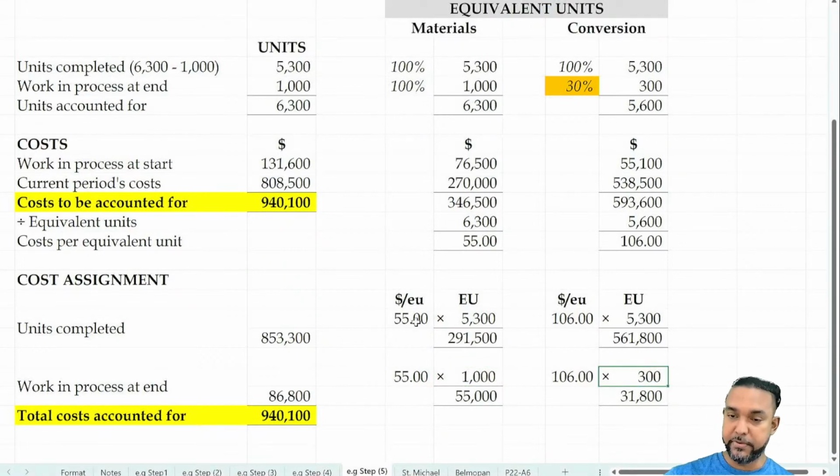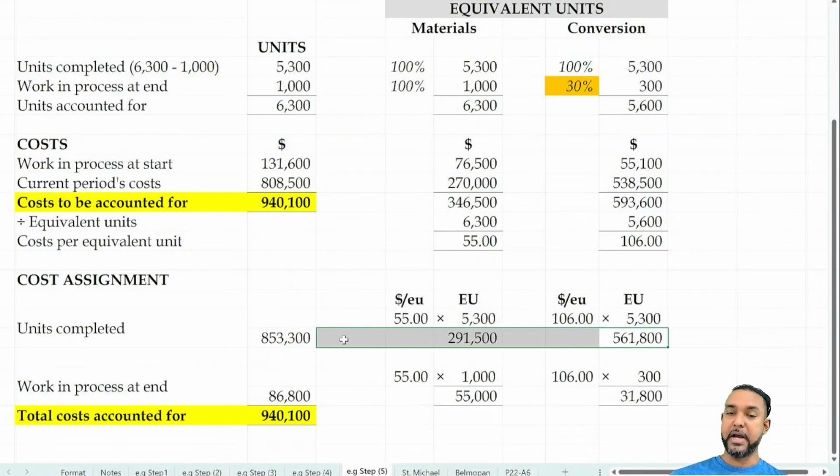Right, so we're multiplying. $55 by 5,300 is 291.5. And for conversion, it was 106 multiplied by the same 53, because it's the same equivalent units for the units completed, right? So we have these two costs which we add going across.